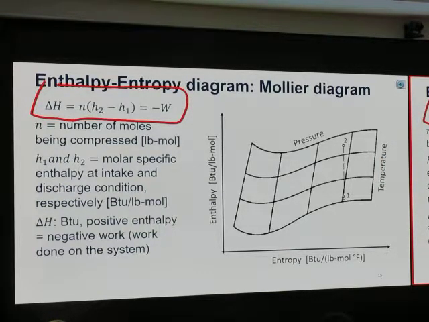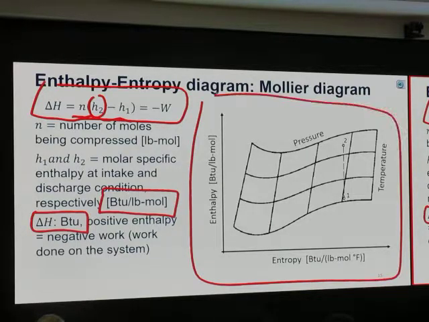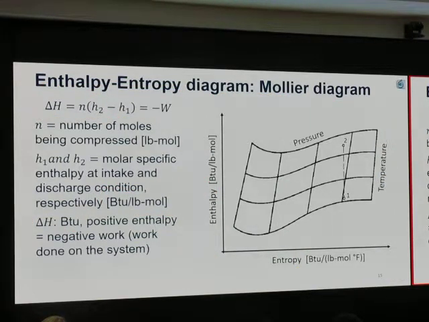Okay. The formula over here we have capital H and small h. Capital H is total enthalpy. Small h is specific enthalpy. Okay? Specific enthalpy has a unit of BTU per pound mole. Delta H is just BTU. This is a Mollier diagram, same diagram that we use for JT effect. Okay? It's a plot between enthalpy H and entropy S. When we do work on the system, we compress a gas, pressure goes up, right? Pressure goes up. Temperature also goes up.